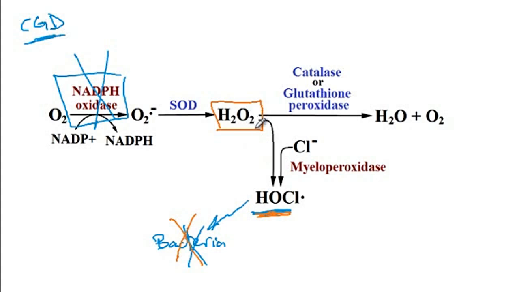Now, the problem arises when these patients with CGD are infected with bacteria that are catalase positive. And catalase is the enzyme that will break down H2O2, or hydrogen peroxide, into water and oxygen. So by destroying the hydrogen peroxide, there won't be any more H2O2 to combine with chloride, and thus these patients would be susceptible to infection by catalase positive organisms.